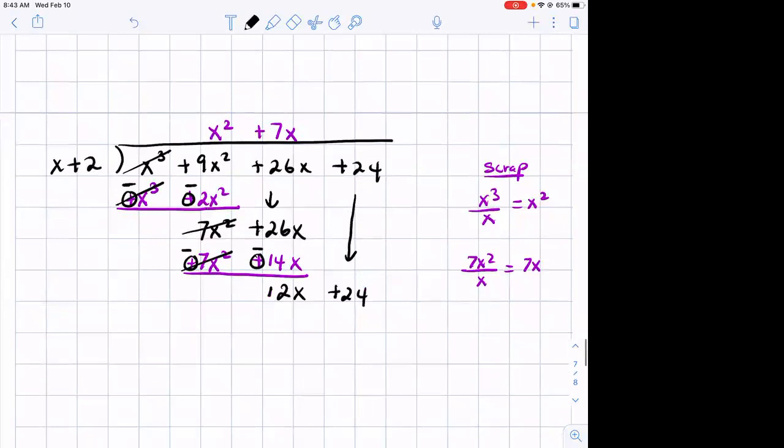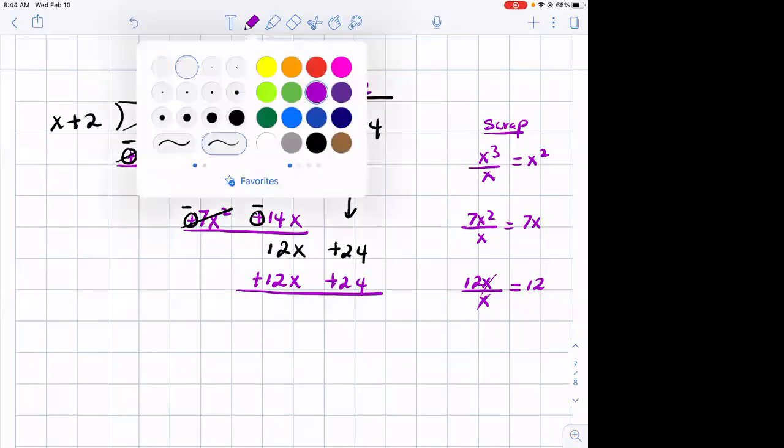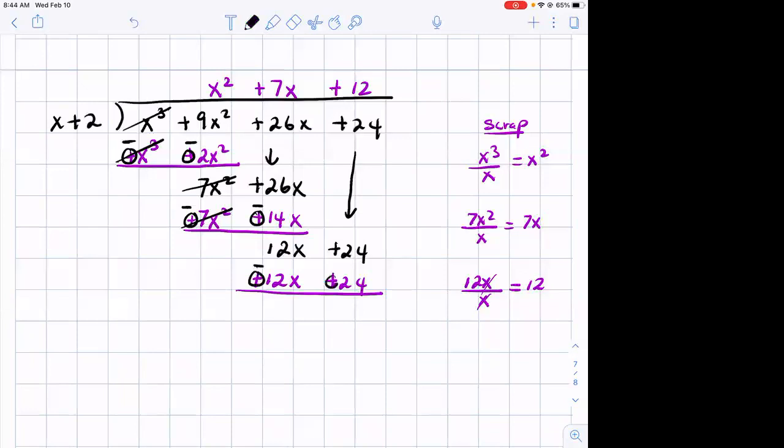And then we do our scrap work again. So we have 12x divided by x, and the x's cancel out, plus 12. So we have a plus 12 here. And if you distribute that 12, 12 times x becomes plus 12x, and 12 times 2 becomes plus 24. Don't forget, we have to change our sign, so this becomes a minus, that becomes a minus, and we have 0. So this means that x cubed plus 9x squared plus 26x plus 24 could be factored.